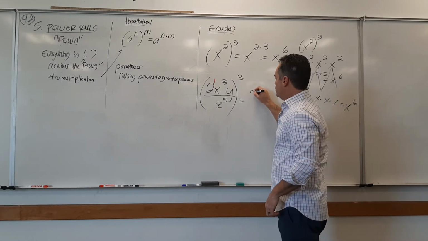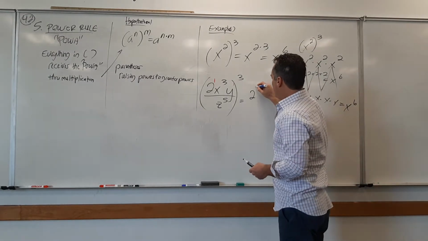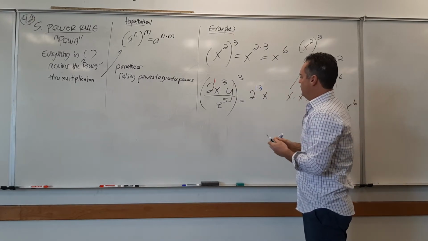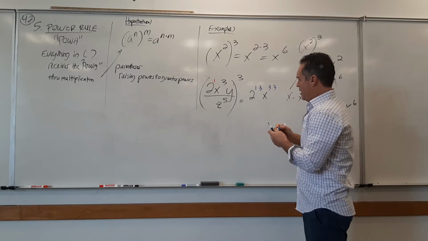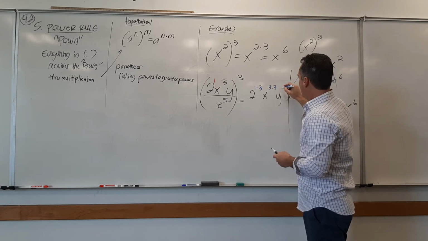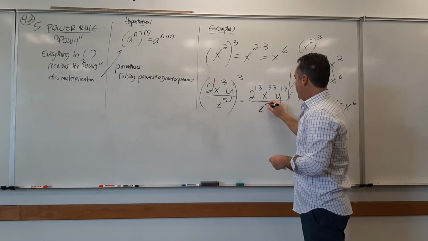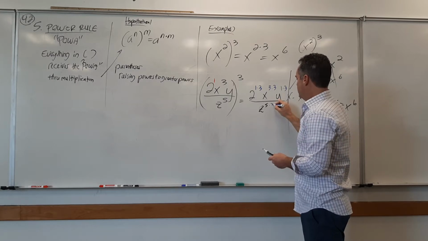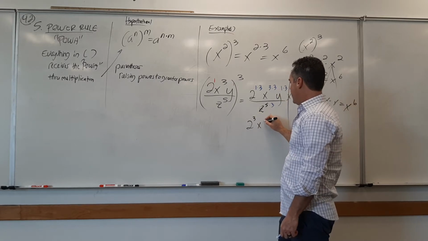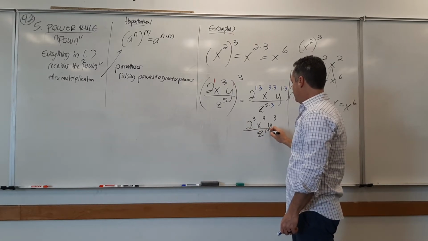So in essence, this is 2 to the, and I'm going to go ahead and grab my blue pen here. This is 2 to the 1 times 3. Then we're going to have x to the what? 3 times 3. Y to the, we'll have 1 times 3, because it was to the 1, all over z to the what? You've got z to the 5 times 3. In the end here, we end up with 2 to the third, x to the 9th, y to the third, all over z to the 15th.